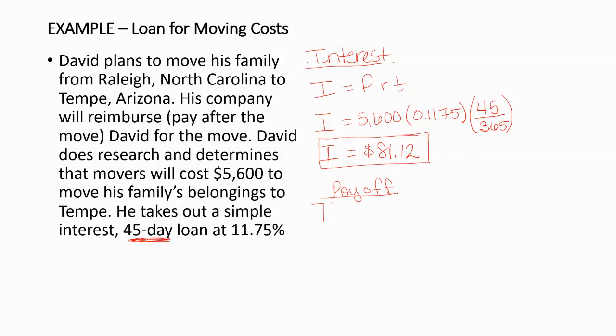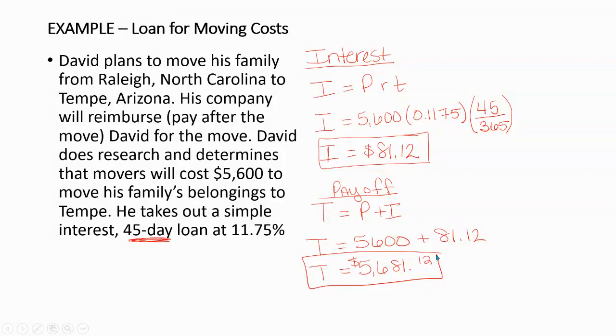So to calculate our payoff, remember we say total equals principal plus interest. So my total is going to be my principal, $5,600, plus my interest, which is $81.12. So my total payoff is $5,681.12. Okay, nice. So let's go do another one.